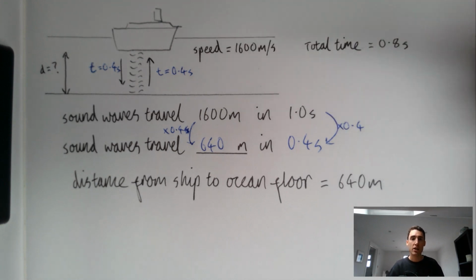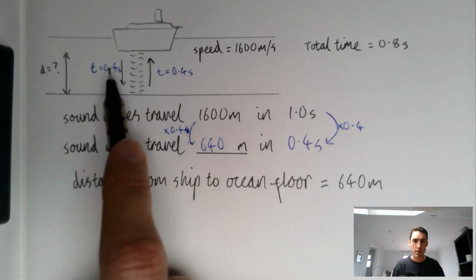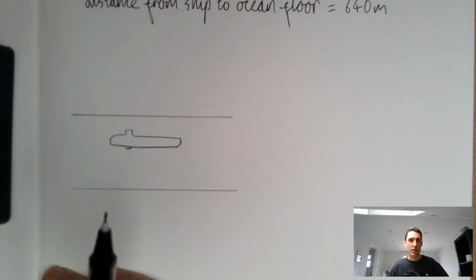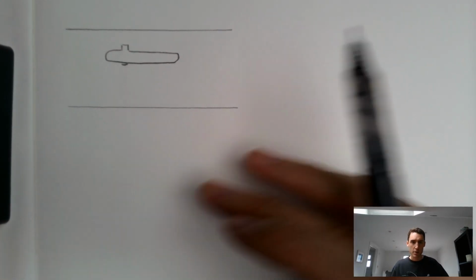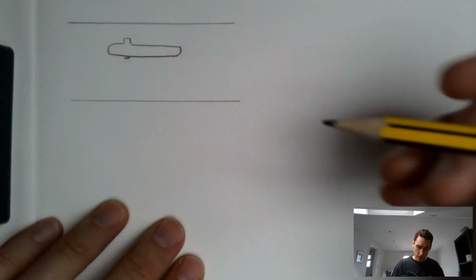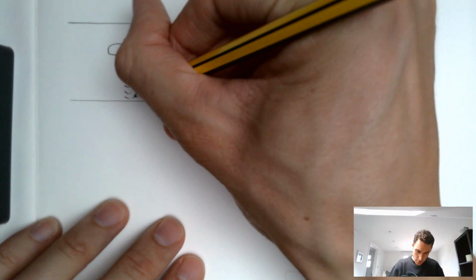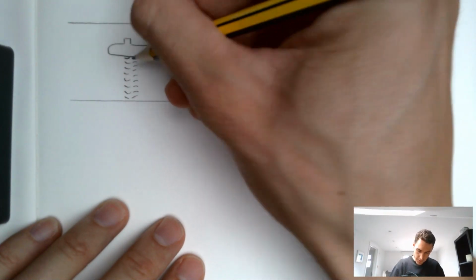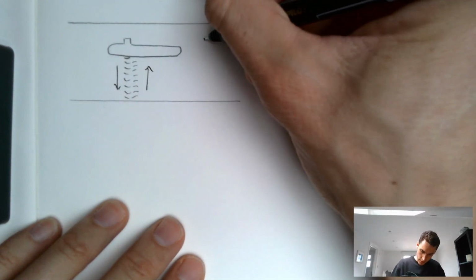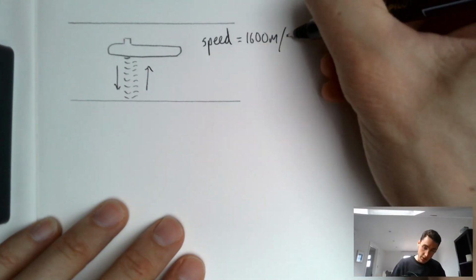But the part to do with echoes is understanding that if there's a total time of 0.8, then the time for each part going down and then coming back is 0.4. And that's why this next example, the second one in the slides, is quite a good test of whether they really understand what's going on. We've got the same system here. We've got this sound wave being sent down to the ocean floor, and it's coming back. We know that the speed of the ultrasound wave is 1600 meters per second.